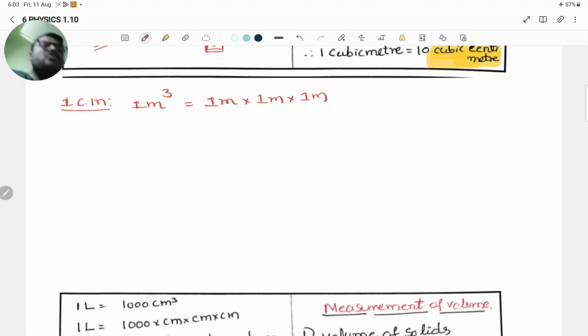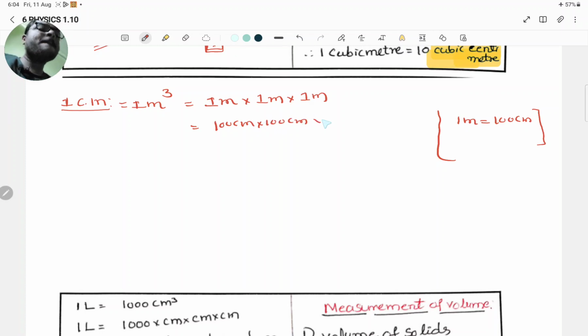1 cubic meter is equal to 1 meter cube, that is equal to 1 meter into 1 meter into 1 meter. Here 1 meter is equal to how many centimeters? 100 centimeters. That's why, instead of 1 meter I am writing 100 centimeter, into 100 centimeter into 100 centimeter, 3 times. Because here meter is there 3 times, and instead of each 1 meter I am writing 100 centimeters. This step is over. Next I am writing 100 into 100 into 100, with centimeter into centimeter into centimeter.